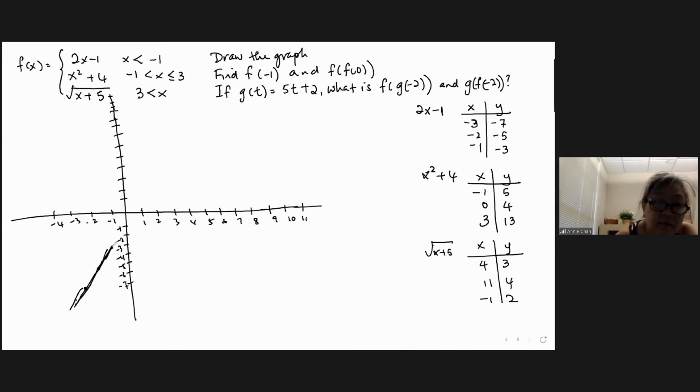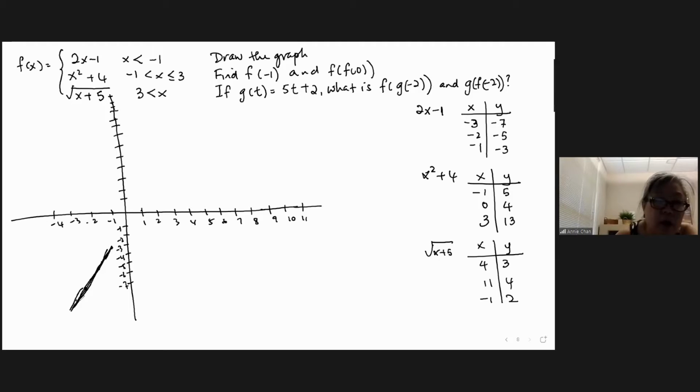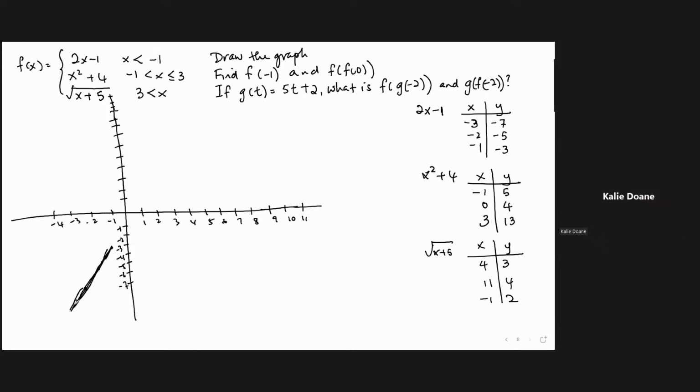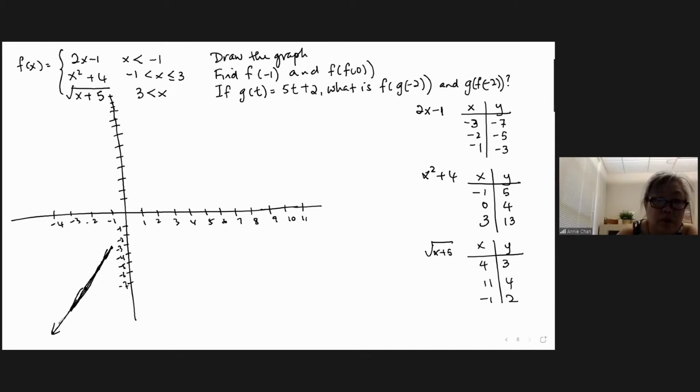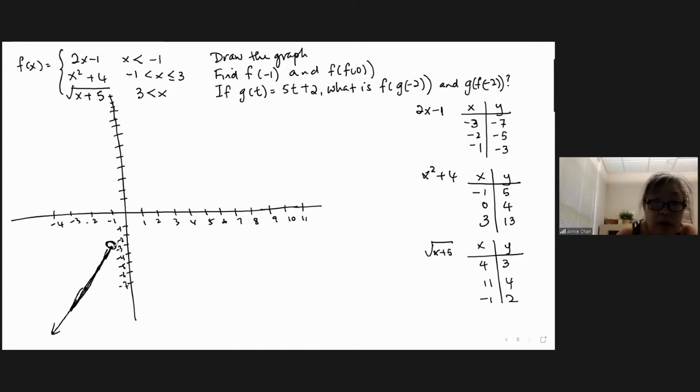Do I have an end point here or do I go on? That will go on because I don't know where my x is going to end. What do I put on this end? Does it include -1? No, so you put a hollow circle, because I don't have an equal sign here. So I'm going to put a hole here for -1.